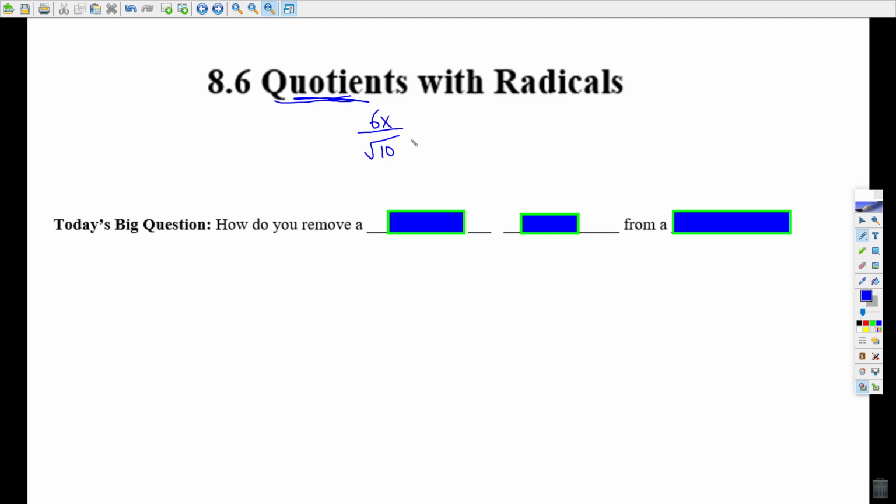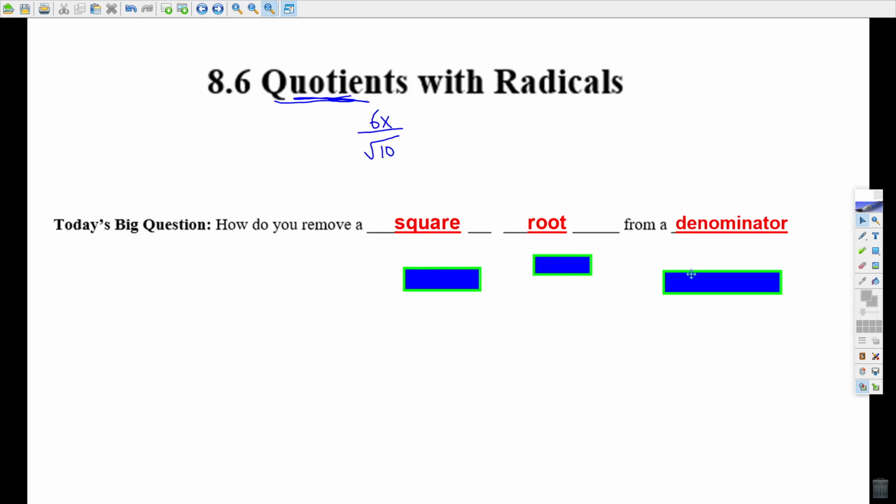We can also have it in the bottom. But the problem is you don't actually use this as an answer. We usually get rid of square roots in the denominator. So I'm going to show you how to do that, and that way you don't have any square roots in the denominator. So how do you remove square roots from a denominator is our question for today.